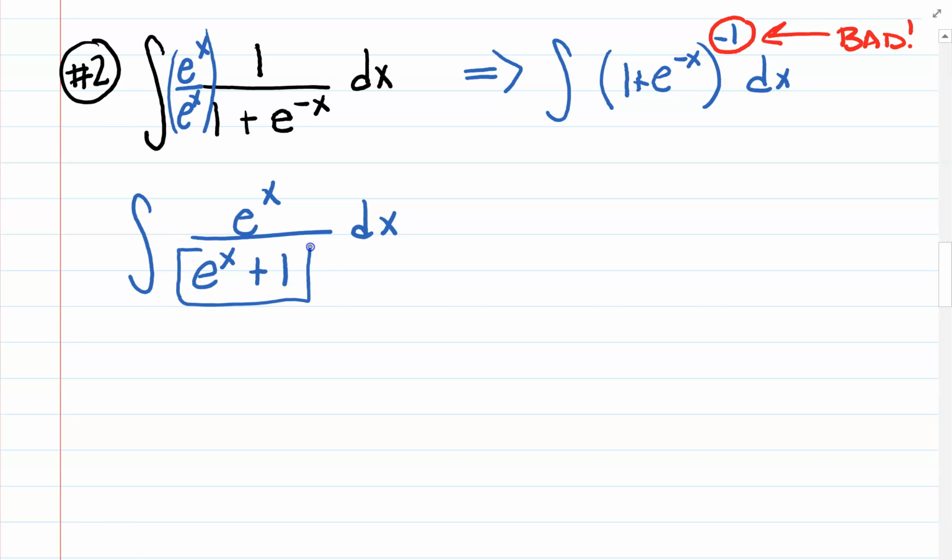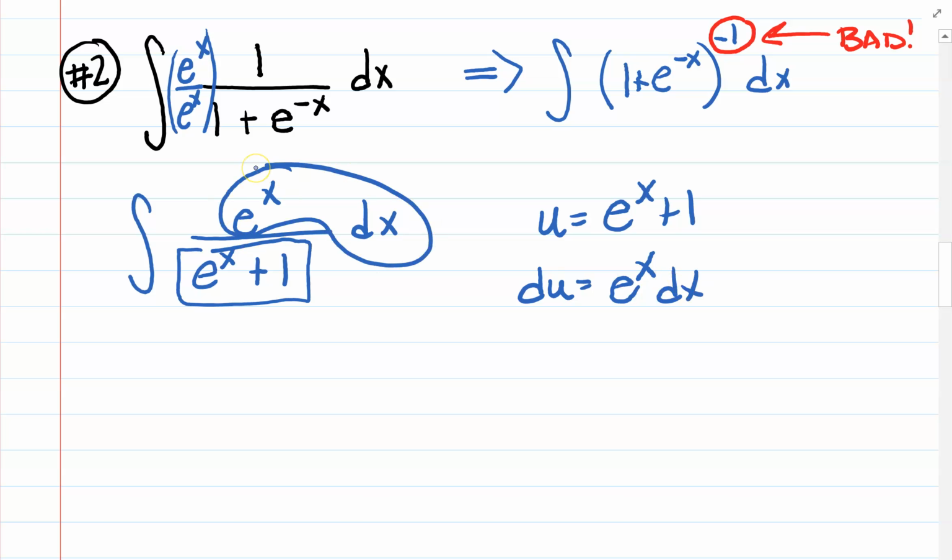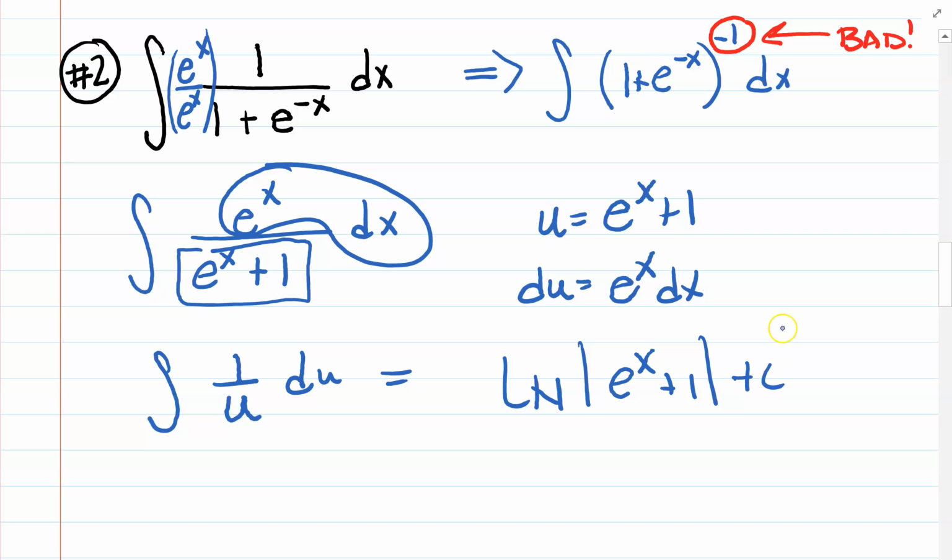So I'm going to let u equal e to the x plus 1. Then du is e to the x dx. And if I look back in my integrand, there's e to the x dx right there. That means life is good, so I can continue on and say this is nothing more than the integral of 1 over u du, because remember, du is e to the x dx. So this is just the natural log of whatever u was, which is e to the x plus 1, and then plus c.